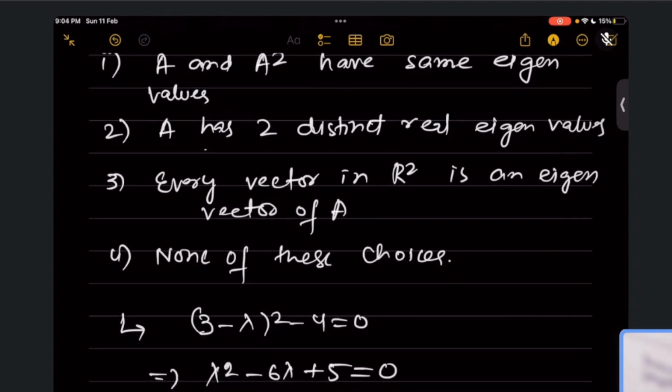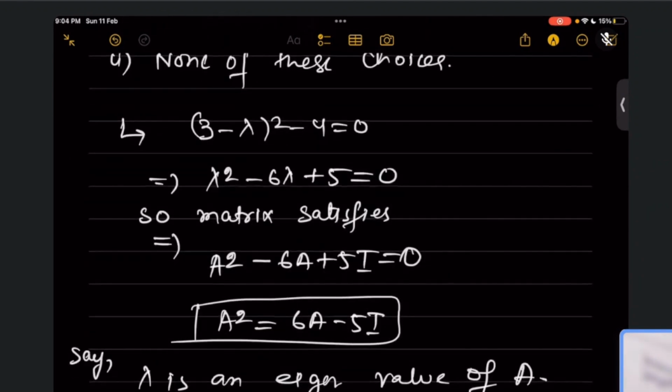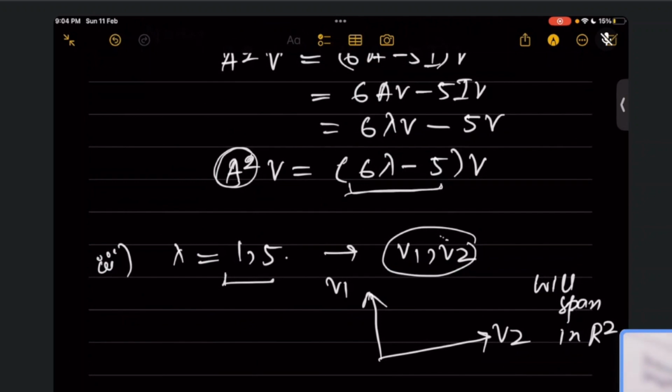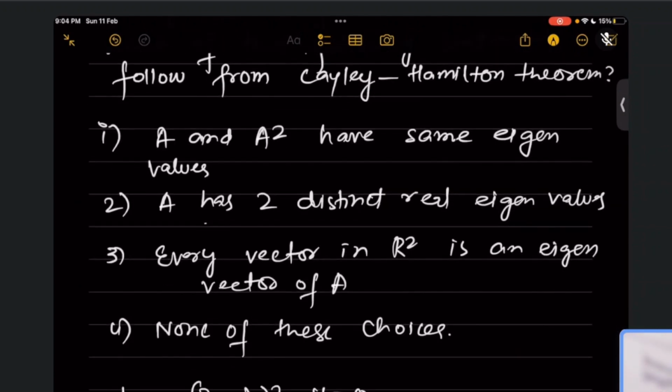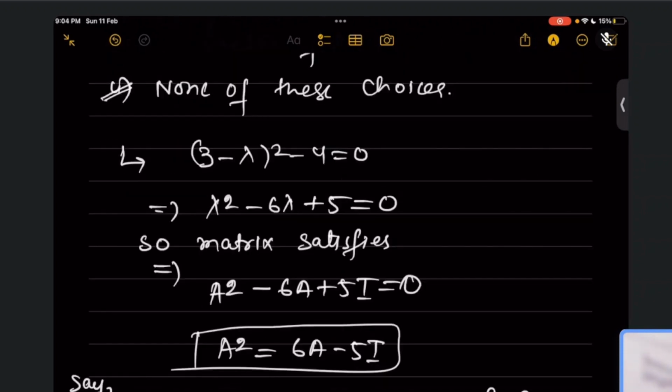Every vector in R square is an eigenvector of A. It is not necessarily true, because only those vectors which are linearly dependent on V1 and V2 will be the eigenvectors of A. Understood? You're getting my point? Yes, yes. Only those vectors which are linearly dependent on V1 and V2 will be the eigenvectors of A. Not every vector in R square, because in R square there might be other vectors which do not satisfy this condition, so they will not be the eigenvectors of A. So the third statement is also not correct. So ultimately we have none of these choices. That is the correct option.